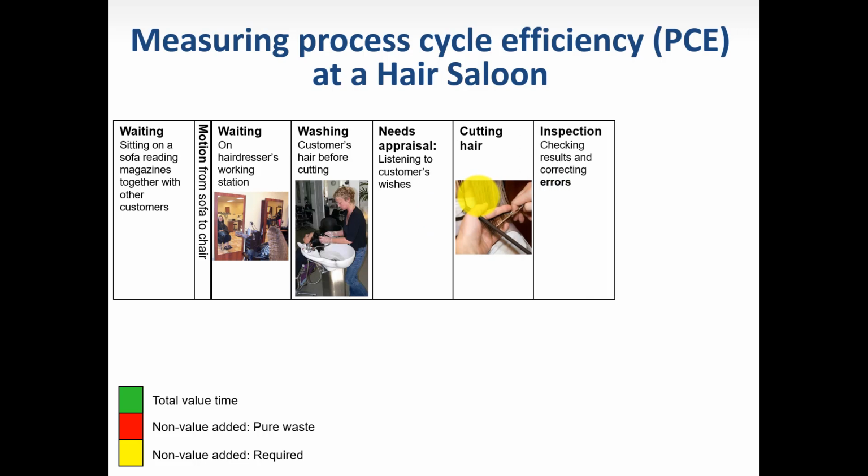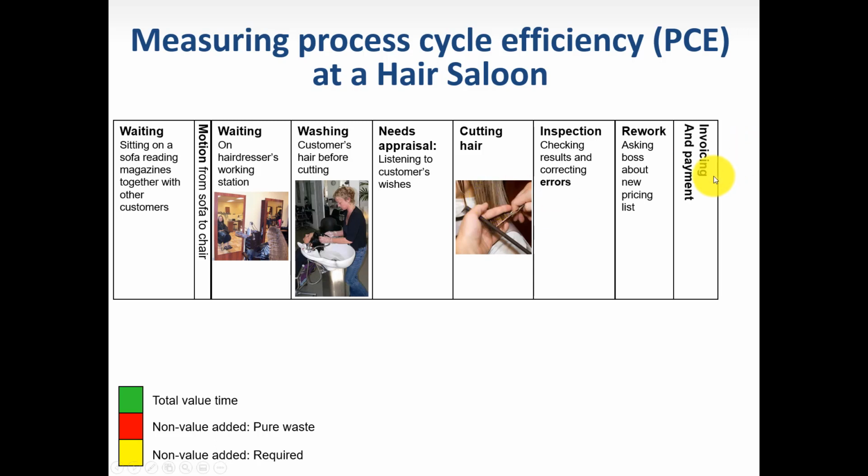There is an inspection because, hey, maybe the person didn't cut it right, or the color applied to that hair was not the right tone. So there is this checking of results. And then, if that is applicable, there is a rework because, hey, the hairdresser didn't cut it right, not short enough. Okay, so eventually there is the invoicing and payment.